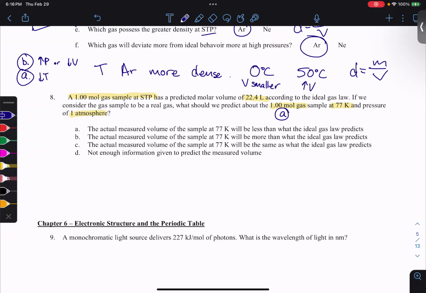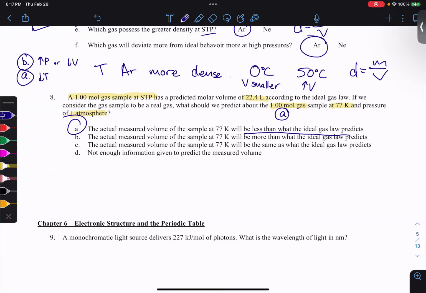Will it be smaller than predicted or larger than predicted? So I like to apply, okay, turn on attractions. If particles are attracted to one another in a gas sample, that whole gas sample will contract because now the particles are more attracted to one another than the sides of the container. So the actual measured volume of the sample is going to be less than what the ideal gas law predicts.